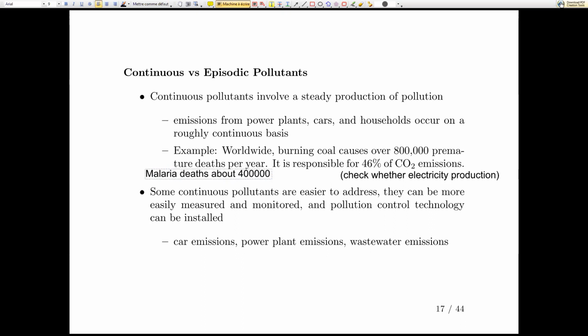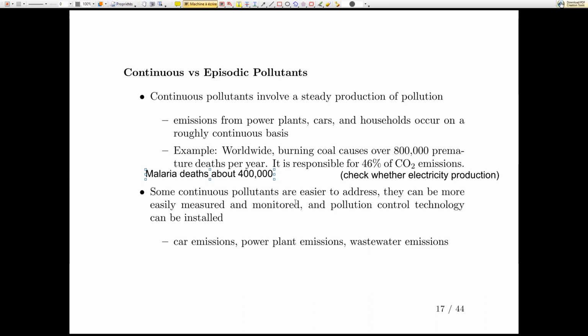About 400,000 per year. So this is before COVID. That was the worst disease around the world, and just coal production kills twice as many people as deaths from malaria. So that's just crazy. So we should really get rid of it.